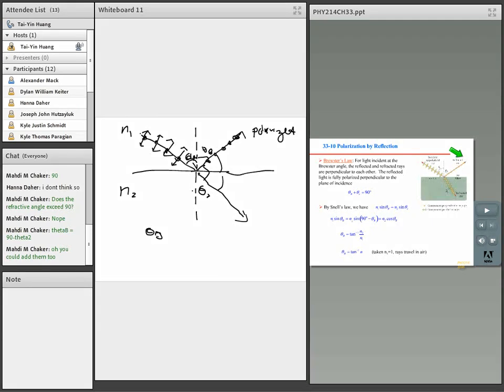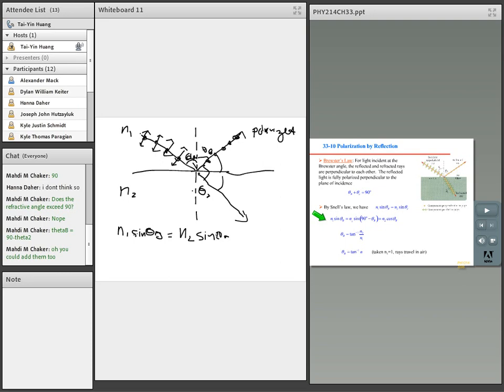So let's say you have n1 sine theta B, that is equal to, in this case, n2 sine theta R. And then we're going to express our theta R in terms of theta B. So theta R is equal to 90 degrees minus theta B.